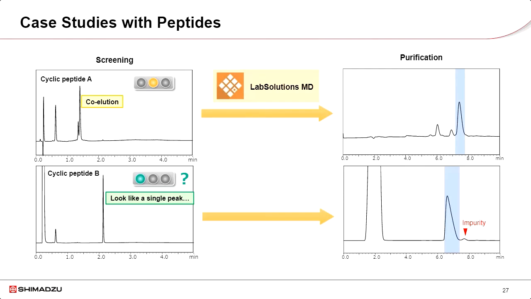The second example involves a case where the UV chromatogram from the screening analysis displayed a single peak, appearing to indicate a green designation. However, by examining the separation conditions using Lab Solutions MD, we were able to separate minor impurities that were hidden beneath the main peak, ultimately recovering an extremely high purity target component. This demonstrates how Lab Solutions MD is a valuable tool, depending on the required purity.